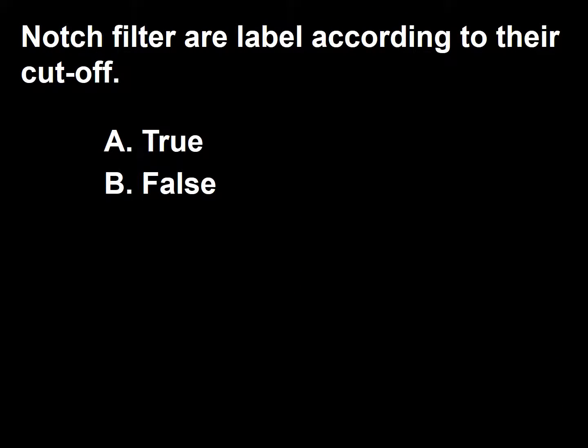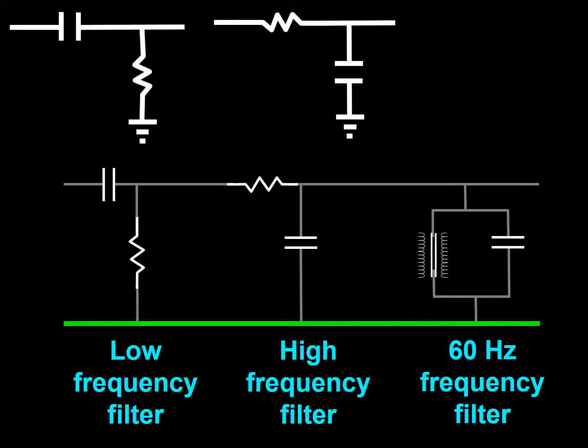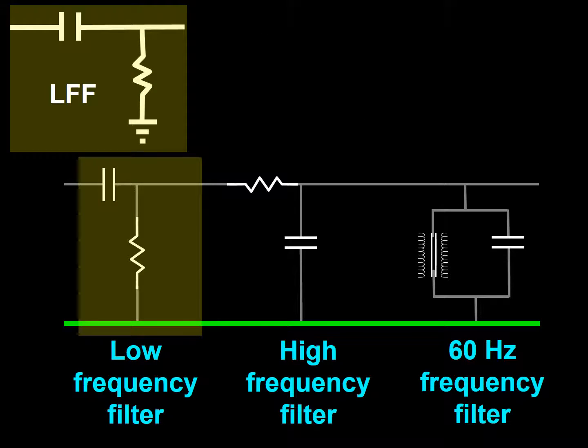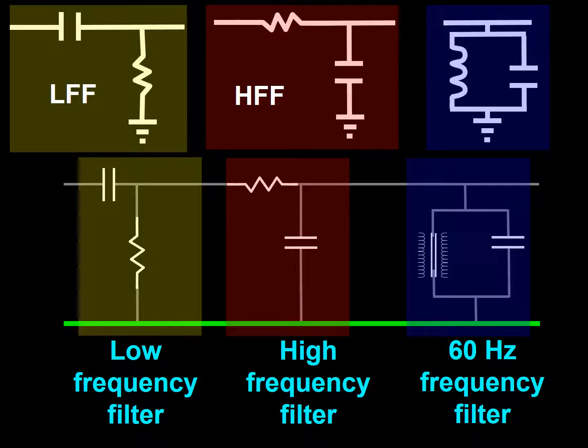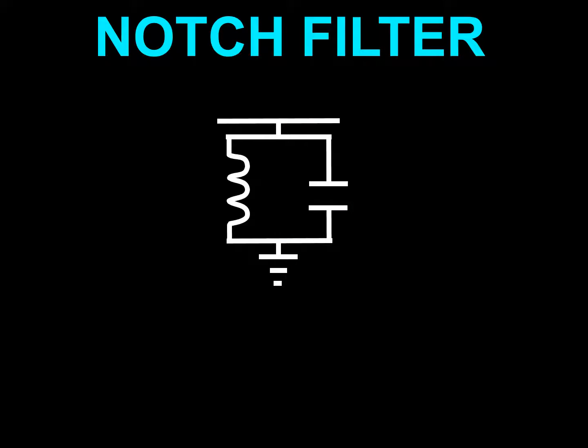Next question. Notch filters are labeled according to their cutoff. A, true. B, false. So far we have said that the cutoff of a filter, whether a low frequency filter or a high frequency filter, defines the filter. This is not the case with notch filters. Notch filters are labeled according to the frequency they attenuate the most. In addition, notch filters have a very steep roll-off.